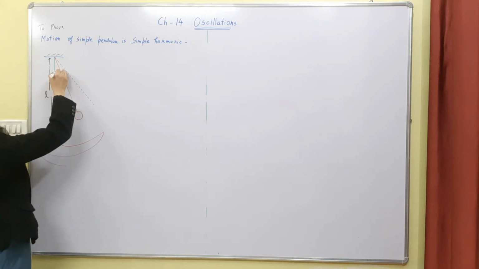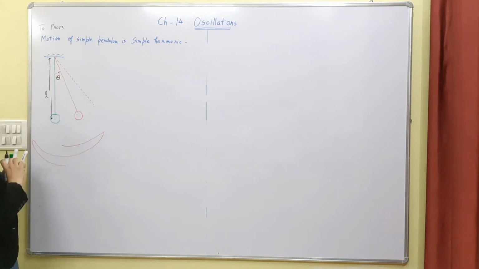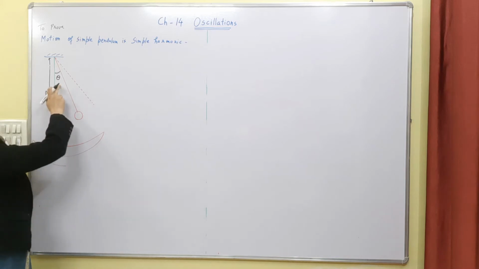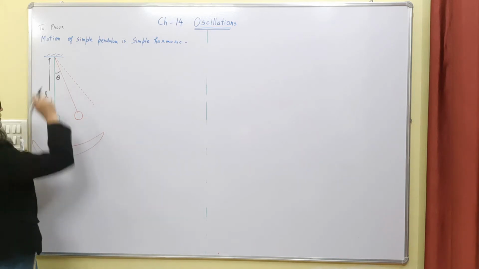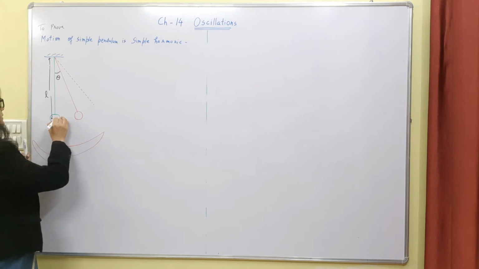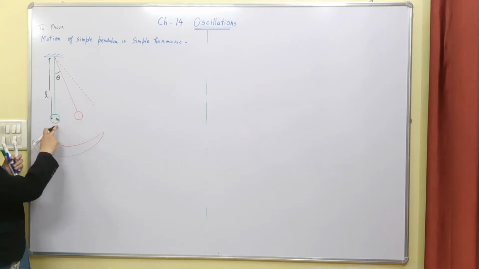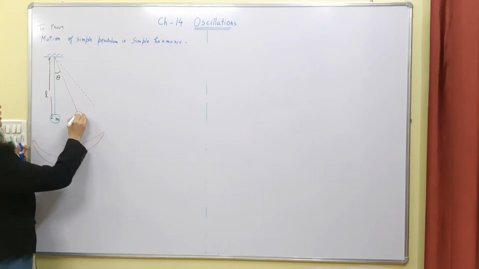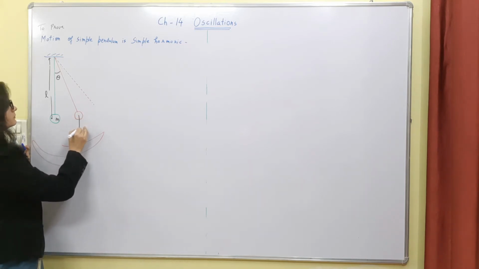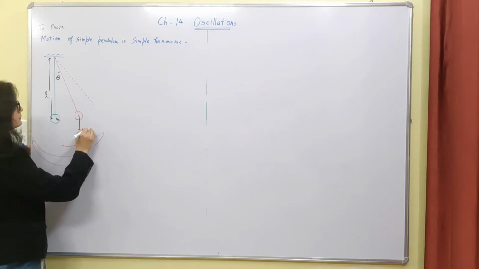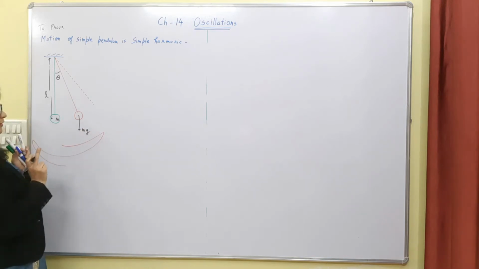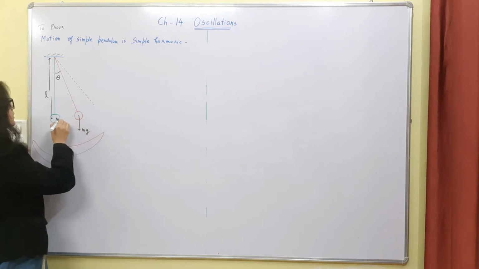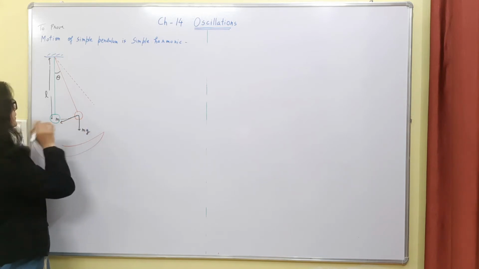So I have taken this intermediate place during its journey of oscillation. I am taking this angle theta, and what we are proving, this time period, will be applicable for small angles of oscillation. Now if m is the mass of this bob, this is called the bob, and this string is inextensible and massless. So at this instant the weight will act downwards, right? And during its journey the component of weight will act this way.